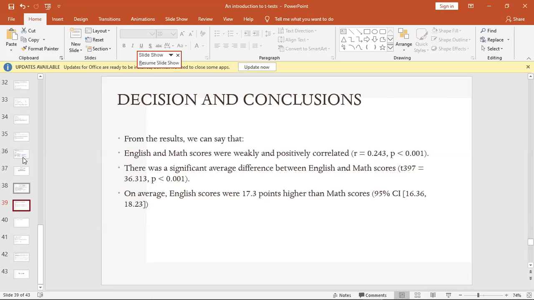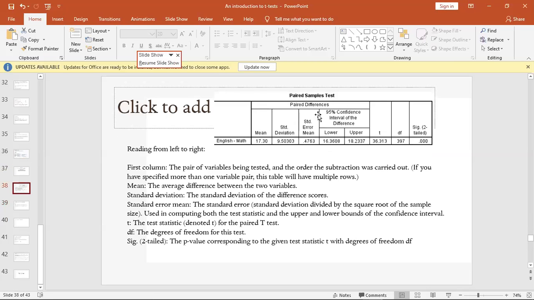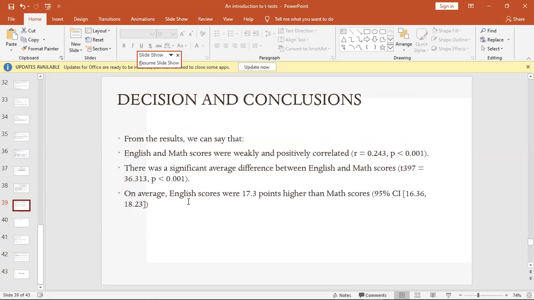So that is how we interpret our results. Because the 17.3 is the mean difference of two means, right? English and maths, the difference is 17.3. That is why we can come to conclude this way that the average English score was 17.3 points higher than the maths score. So it is very clear that there is a difference between English and maths level means.